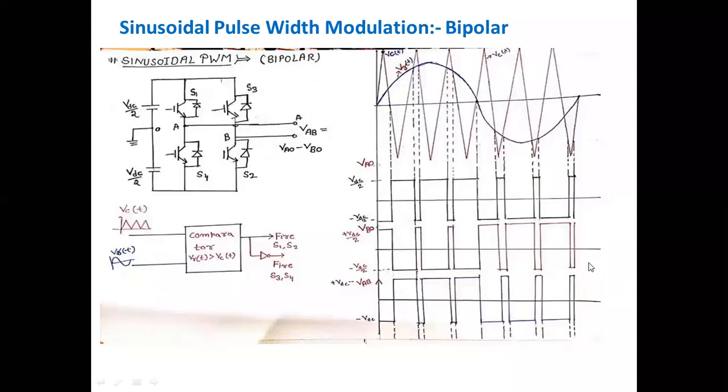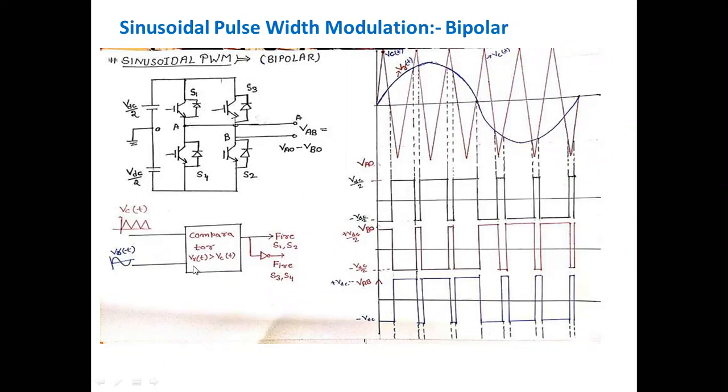Sorry, we can use a comparator here. This comparator will compare the two signals. The first signal is your triangular signal, that is known as your carrier signal, and the second signal is known as your reference signal. Here is the comparator. We have done the modeling of the comparator like that.